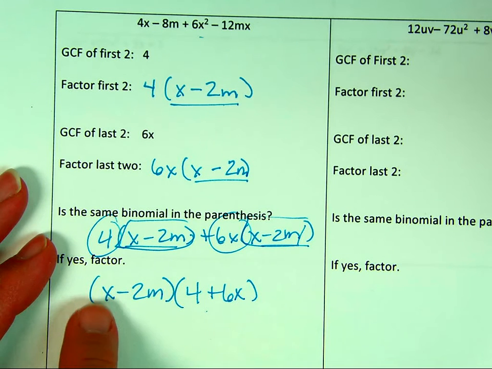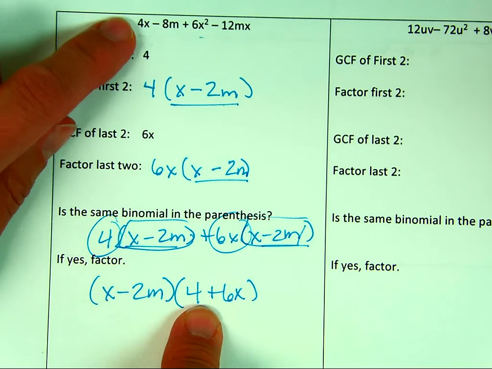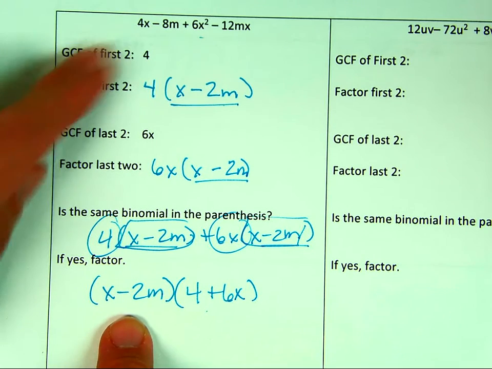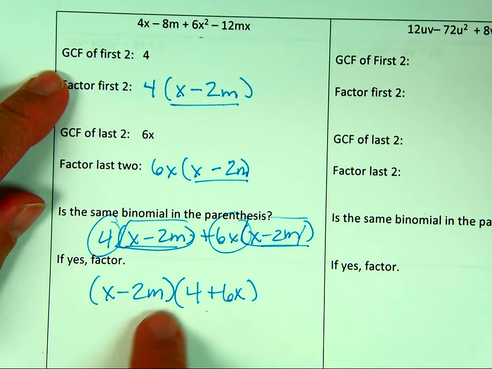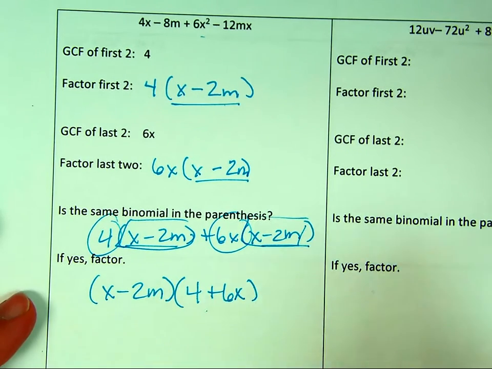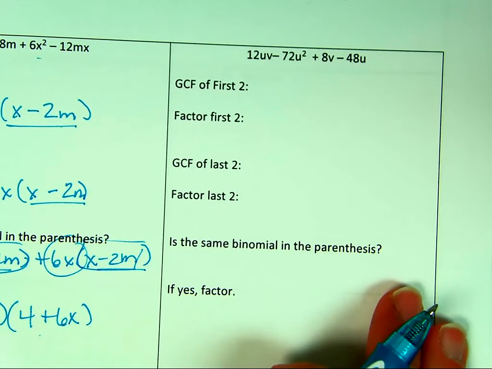We can always check it. There's a 4x, right? There's a 6x squared. There's my negative 8m. And here's my negative 12mx. So check it. It all works out. Okay. On to this one.